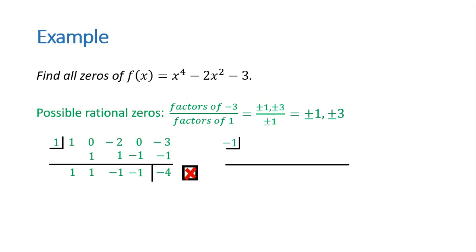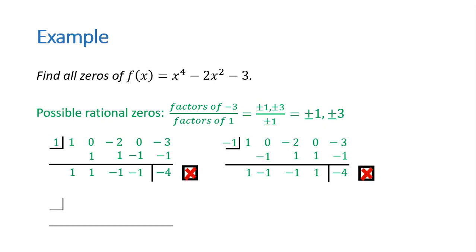Now let's check -1. Bring down the 1, we get a -1, -1. Now we get a +1, the signs flip, -1, +1 again, +1, -1, and again a remainder of -4. So -1 is not a 0. Now let's try 3. Bring down the 1, we get a 3, we have a 3 again, now we have a 9, 7, 21, 21, and then 3 times 21 is 63. Combined, we get a remainder of 60. So again, +3 doesn't work.